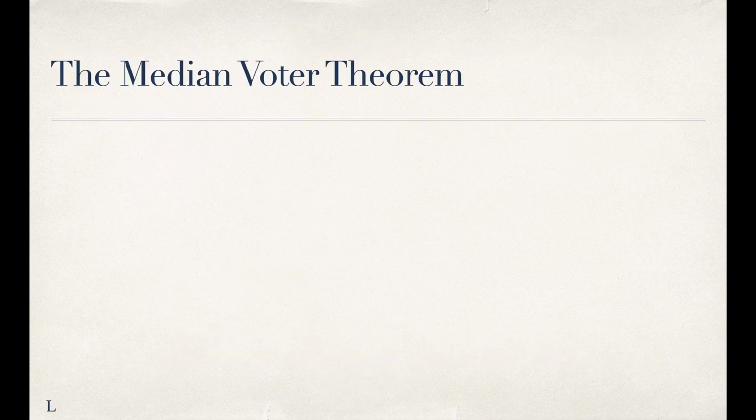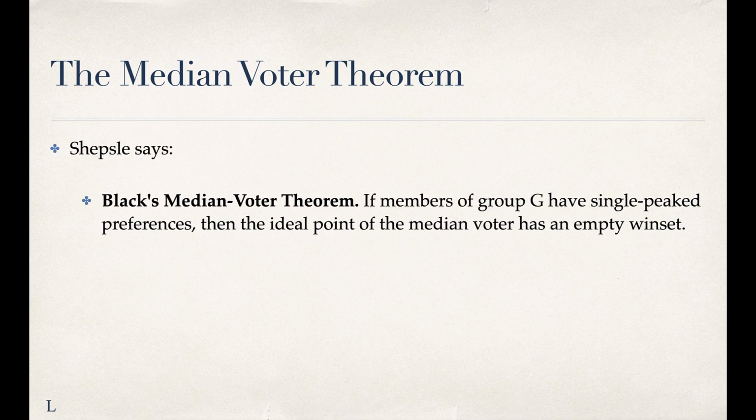So this is the median voter theorem. The median voter theorem says, this is Black, was the first guy to come up with this. It was popularized by Anthony Downs in An Economic Theory of Democracy, was the name of the book. So here's how it's stated.